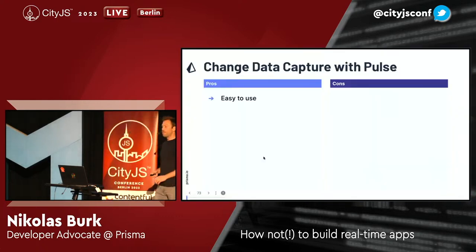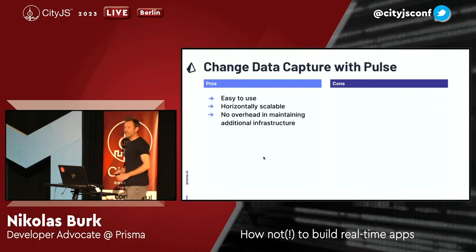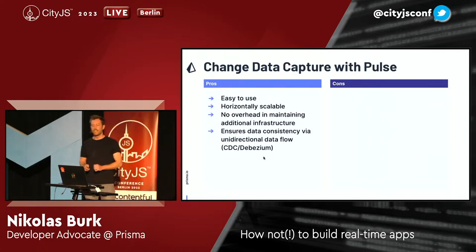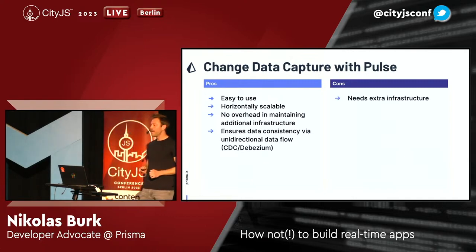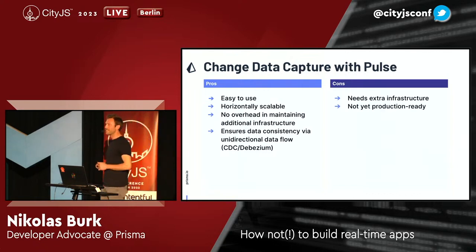Change data capture with Pulse is easy to use. It's horizontally scalable. You don't have the overhead of maintaining additional infrastructure. It ensures data consistency via the unidirectional data flow pattern using CDC under the hood. And one of the drawbacks, of course, is that it still needs that additional infrastructure. It comes at a cost. It is a commercial product, so it's not going to run for free. And you also still have to wait a little bit. Right now, it's still in a private beta phase, so you have to sign up if you actually want to test it. But we're making great progress, and it'll be opened fairly soon.